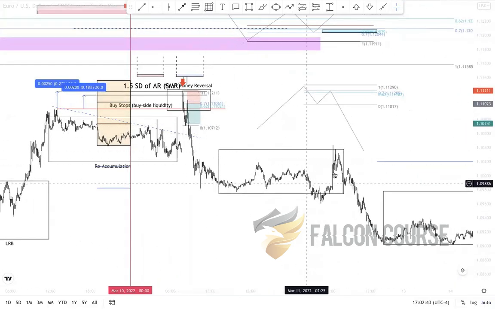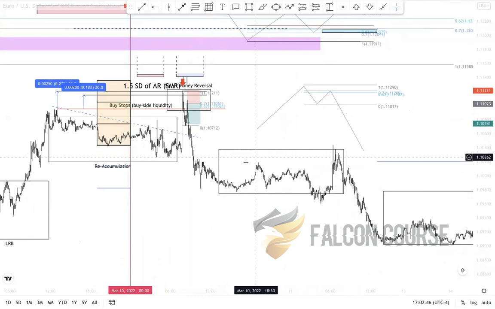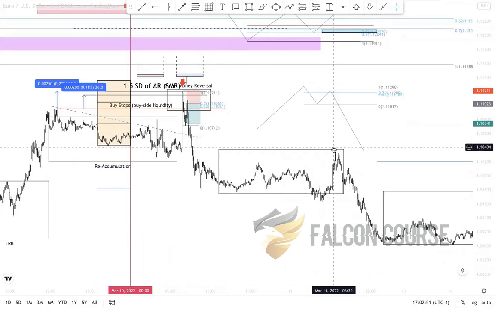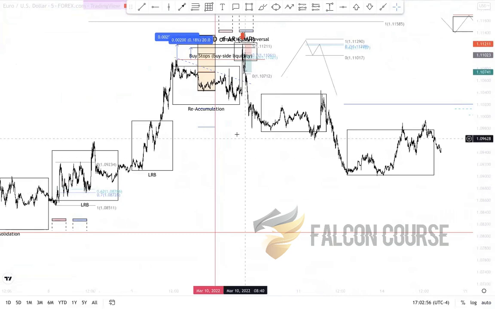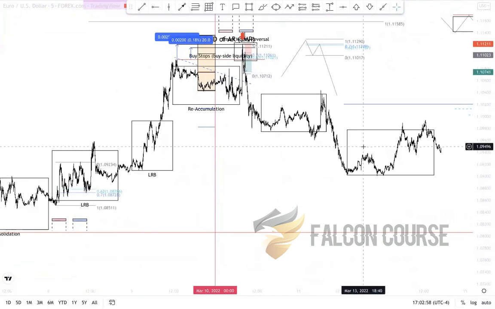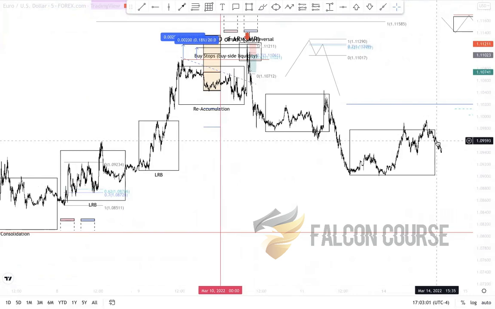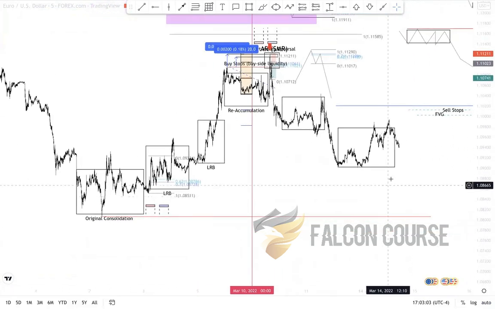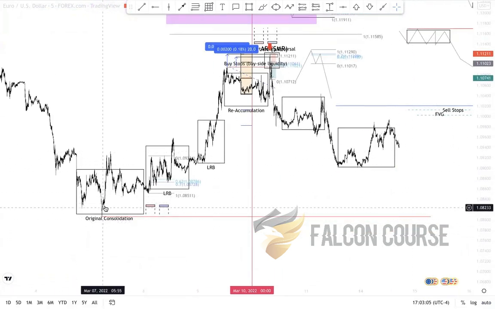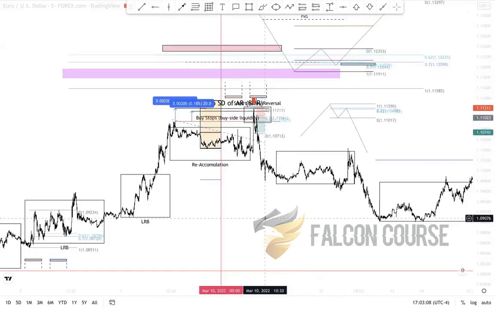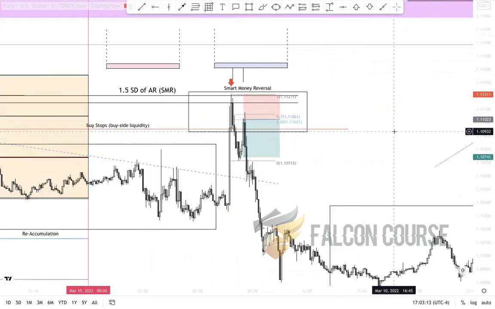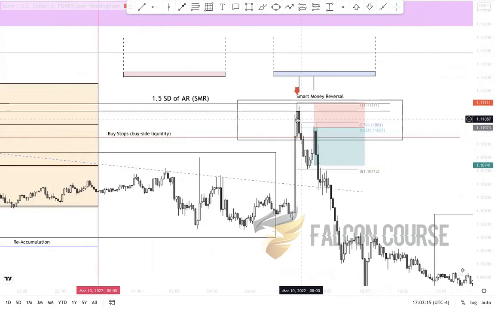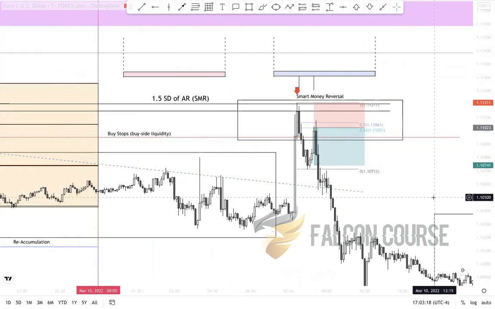Then once this happens, the market drops down, comes back up, offers another entry. Now that's when you could be pretty sure that this whole thing is a smart money reversal. Excuse me, not smart, it's a market maker sell model. And eventually you want to see the market trade below the original consolidation. And going back here, see, that's simple. So this is what you have to look out for.